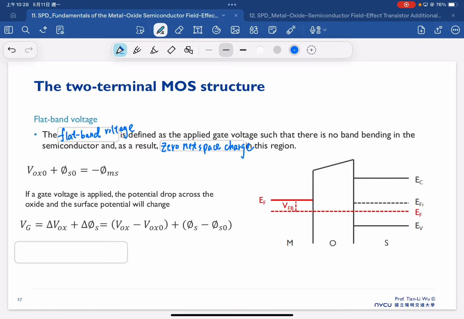So the bias that causes the flat band is what we call the flat band voltage. No bending means zero net space charge.